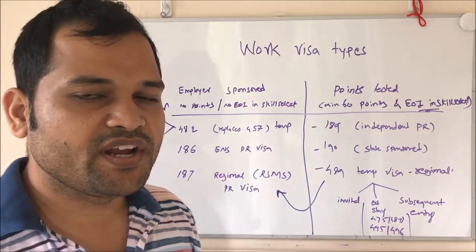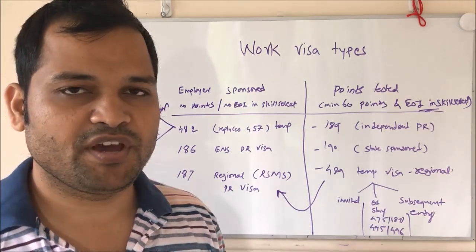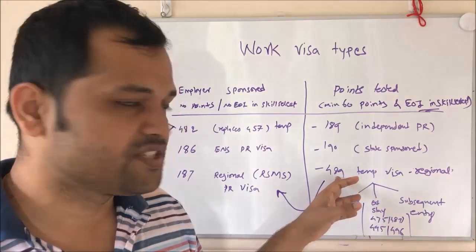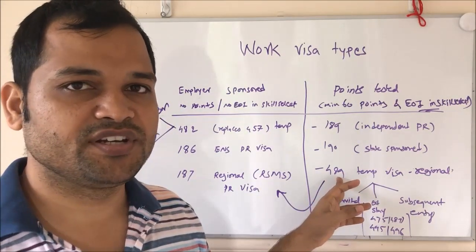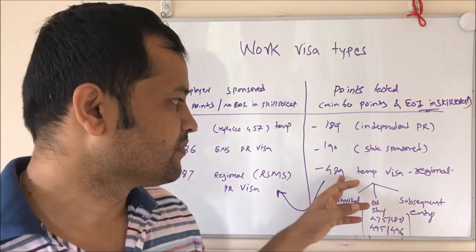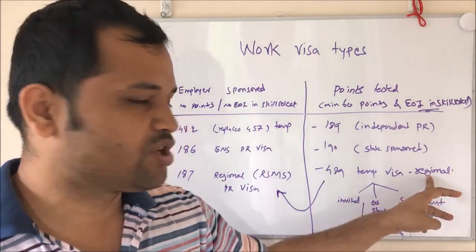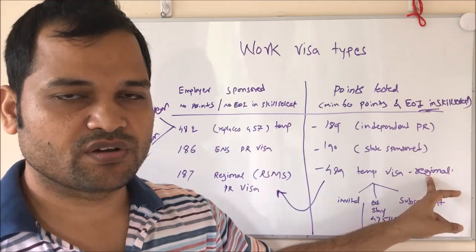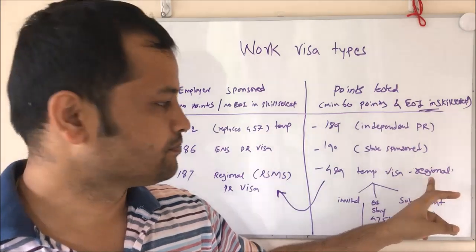Now 189 and 190 both are permanent resident visas, that is PR visas. But the last one in this category is 489, which is not a permanent resident visa. It is a temporary provisional visa, and it is a regional visa as well. So you have to work in the regional areas of Australia only.